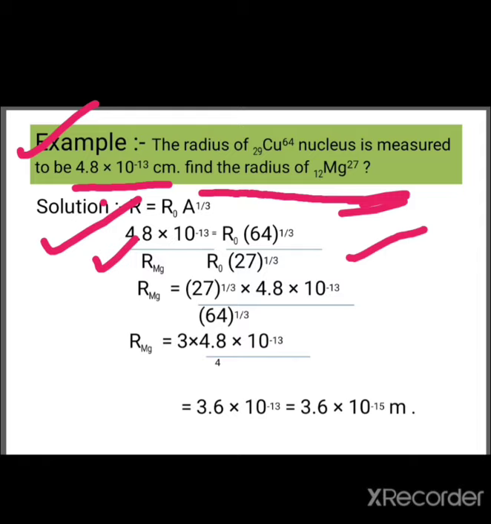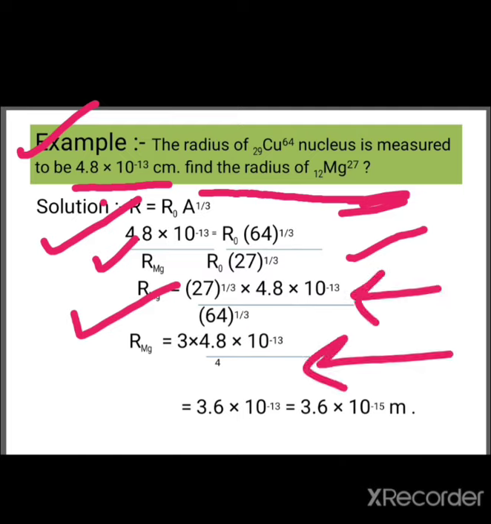After cancelling and calculating the terms, we got the radius for Mg from this equation. After solving this equation, as we know the cube root of 64 is 4 and of 27 is 3, we have 4.8 × 10⁻¹³ times 3 by 4. After solving, we got 3.6 × 10⁻¹³, and so we have written this as 3.6 × 10⁻¹⁵ meter.